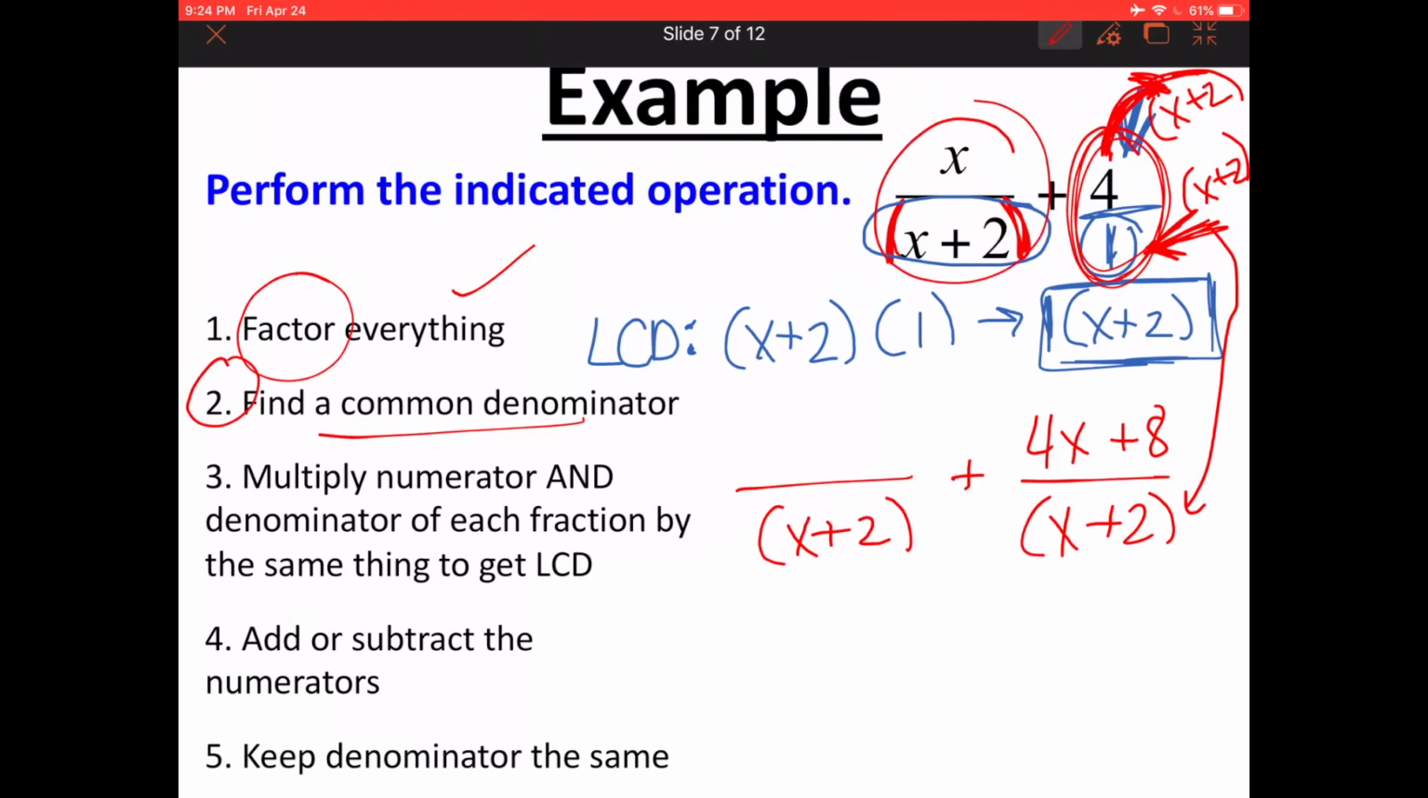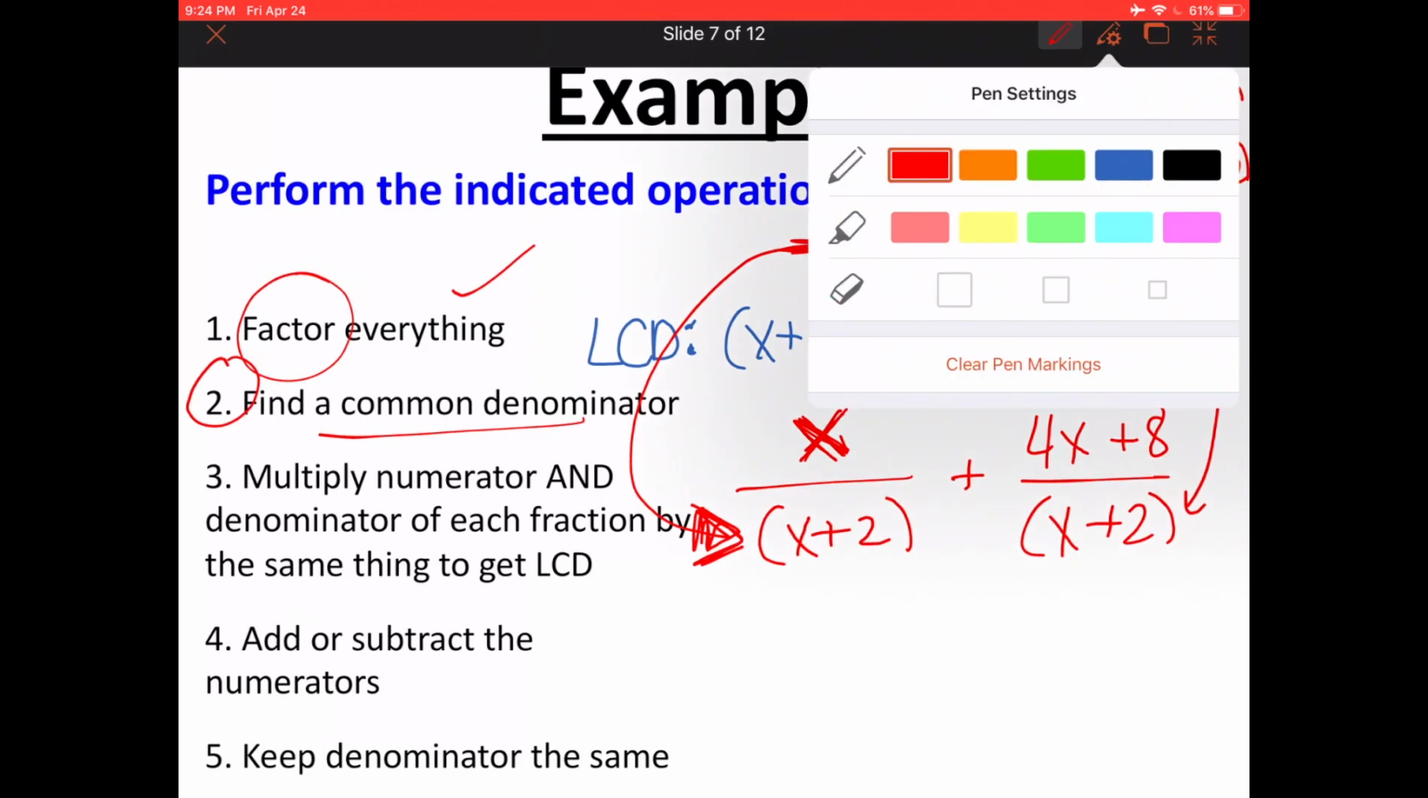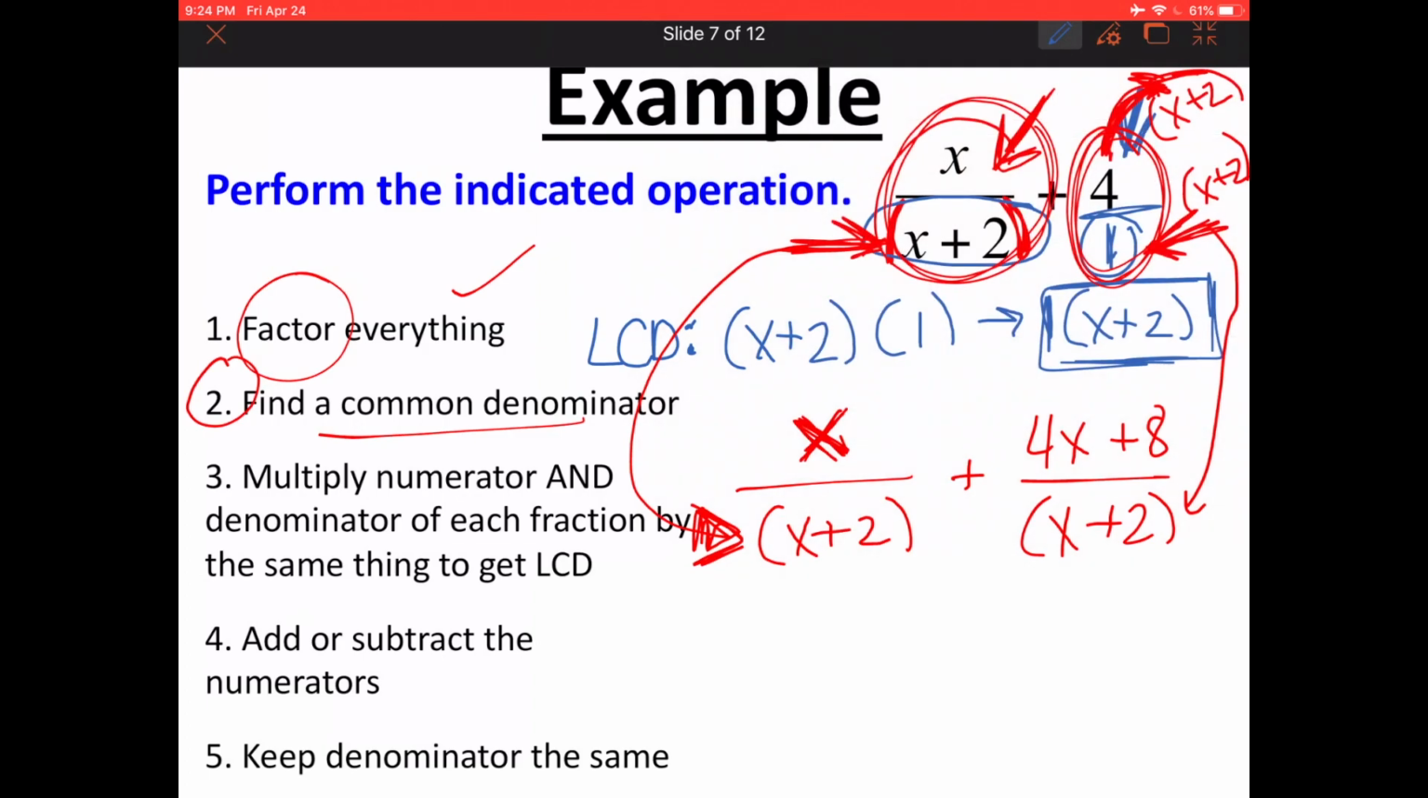Okay, so in the denominator, we never want to distribute, but in the numerator, we do. So now let's look at the fraction on the left. My denominator is x plus 2. Do I have to do anything to turn it into x plus 2? No, it stays the same. So if the denominator stays the same, that means the numerator also stays the same. Okay, so now I have x over x plus 2 plus 4x plus 8 over x plus 2.